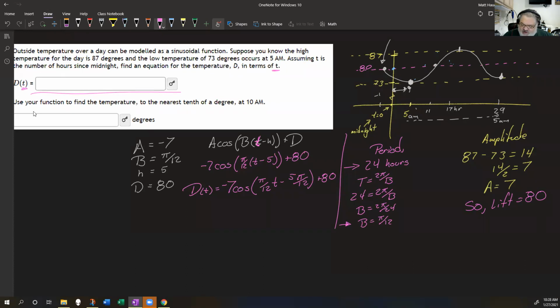If we want to find what the temperature is to the nearest 1/10 of a degree at 10 a.m., you're just going to take that and throw in a 10 and get some number.